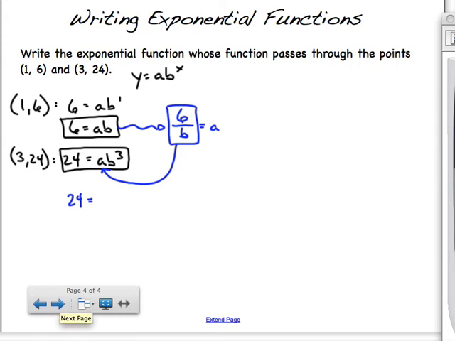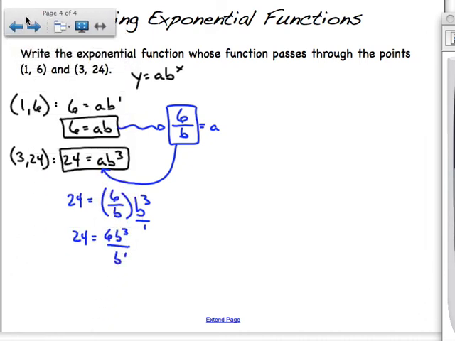24 equals, it used to be a, now it's swapped out for 6 over b times b cubed. If that's already over 1, I can multiply fractions, so I really have 24 equals 6b cubed all over b to the first power. Base divided by base, b divided by b, I can subtract the exponents, so 3 minus 1. I think I get 24 is equal to 6b squared.